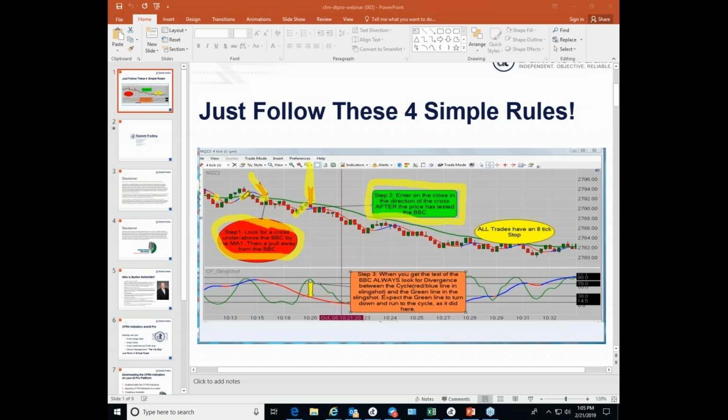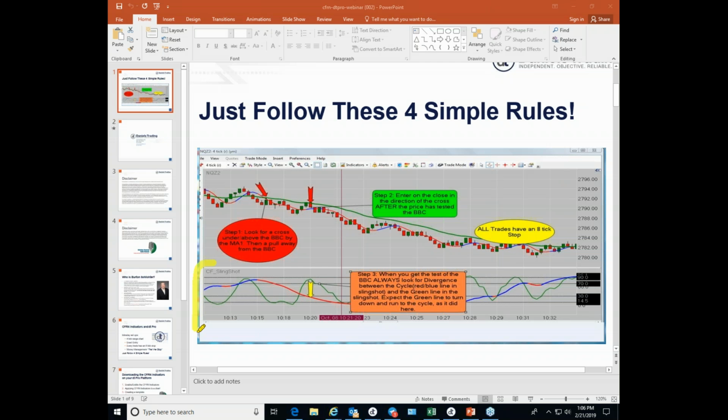If this was a bullish cross, then we'd be looking for a test of the green line or the BBC, but then we'd be looking for a blue candle or a green candle. A close in the direction of the trend. The one that's outlined here is a bearish cross, so we're looking for a red candle. That is step number 2.